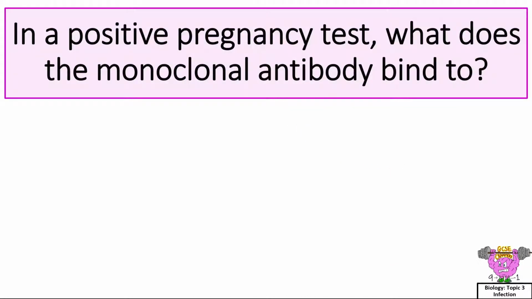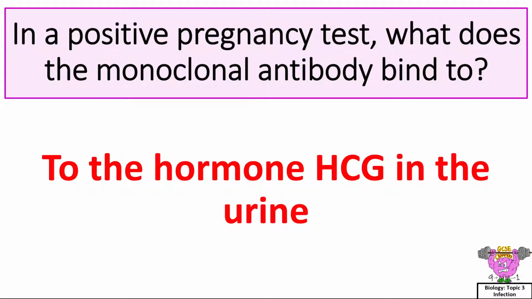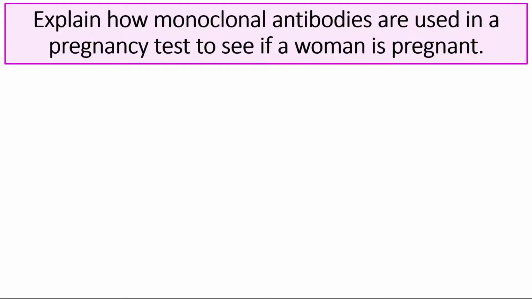In a positive pregnancy test, what does the monoclonal antibody bind to? To the hormone hCG in the urine. Explain how monoclonal antibodies are used in a pregnancy test to see if a woman is pregnant.